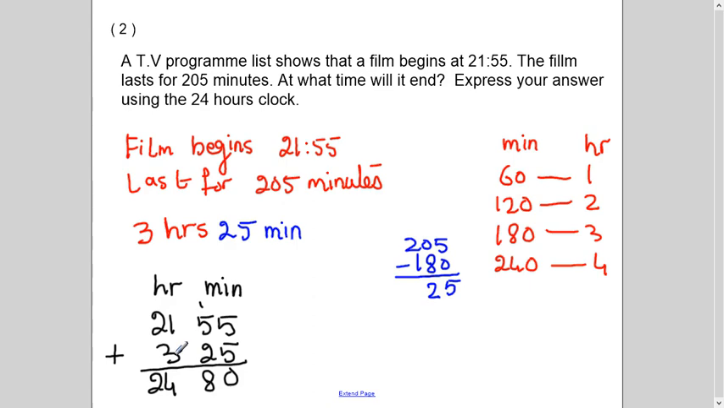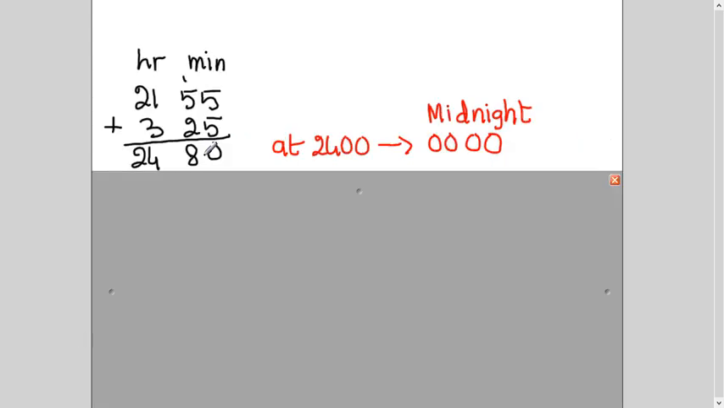Now if you say to somebody 24 hours 80 minutes, it will not make sense because at 2400 the day changes and it changes to 0000. So let's change this into an acceptable time in which one understands. So now we have seen that the film is ending at 2480.